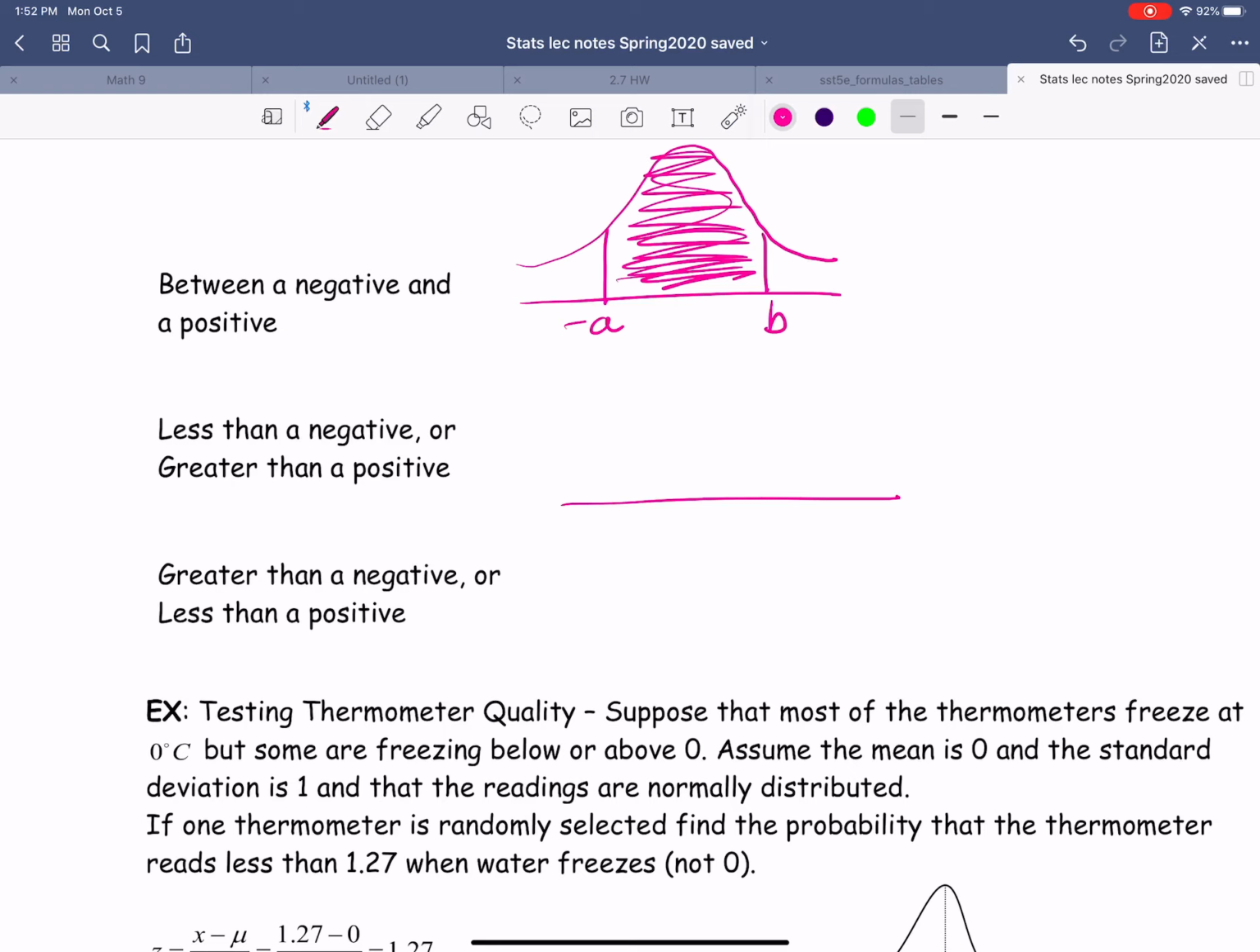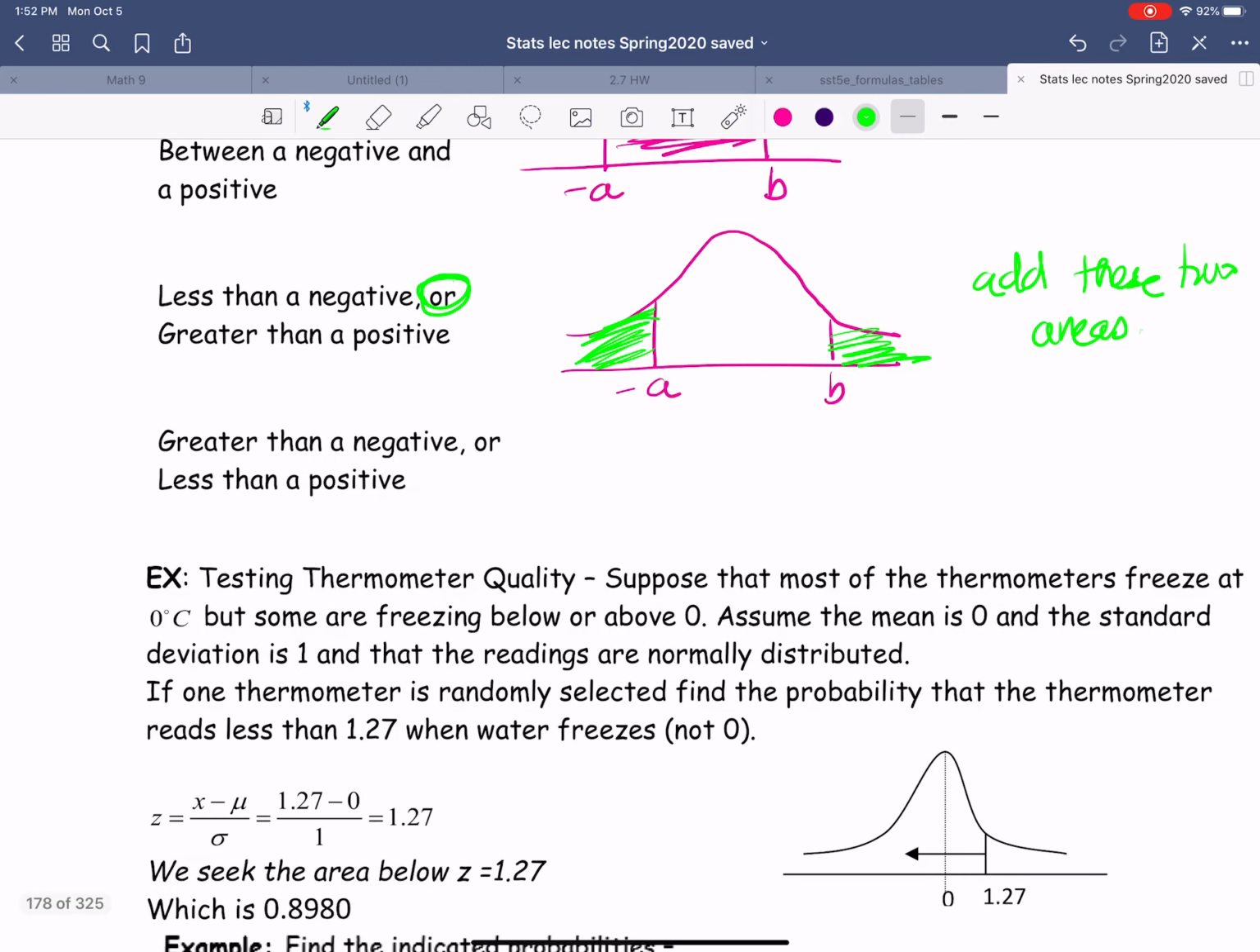Less than a negative or greater than a positive. So let's go ahead and draw that. Let's say this is -A. Less than a negative means you're looking for this area, or greater than a positive. If you recall the addition rule of probability, whenever you see the or, you're going to add these two areas.